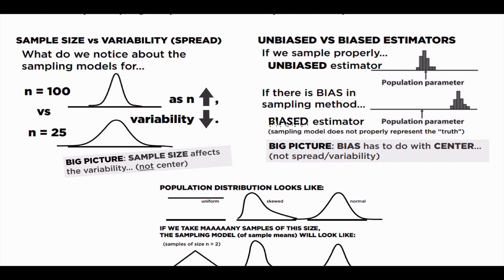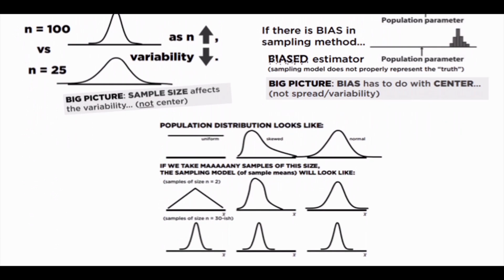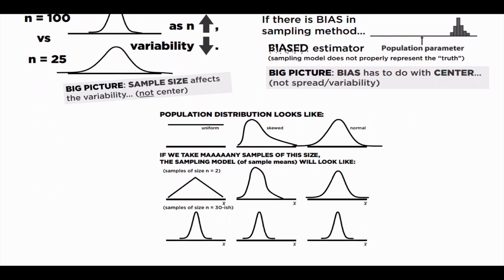Unbiased estimator means the center is in the right spot, and all of the bars are around there. Biased estimator means that's where the center is, and all of these bars are nowhere near it. That means I did something wrong. Bias has to do with the center, not the spread or the variability. And then this just says, the bigger my sample is, the closer it gets to this, which we want, right?